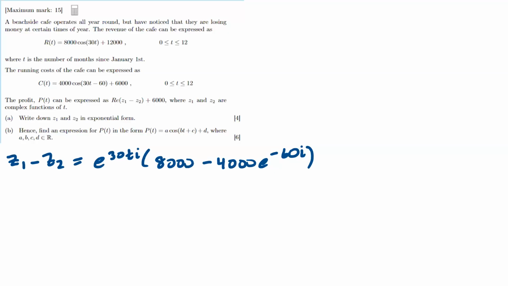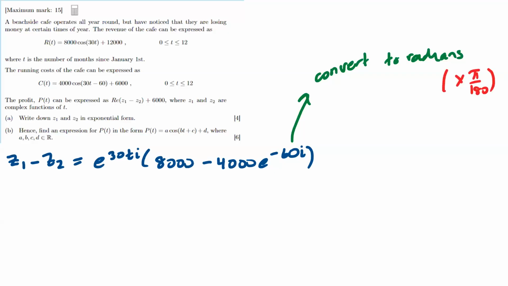So one step we have to do here as well is convert this argument into radians. At the moment, essentially, it's an argument of negative 60 degrees. But if I want to use the calculator for the next step, I have to convert that into radians. That's relatively straightforward. We just have to multiply it by pi over 180. So negative 60 multiplied by pi over 180 would just equal negative pi over 3. So this part of the equation, e to the power of negative 60i, we can just write as e to the power of negative pi over 3i for now.